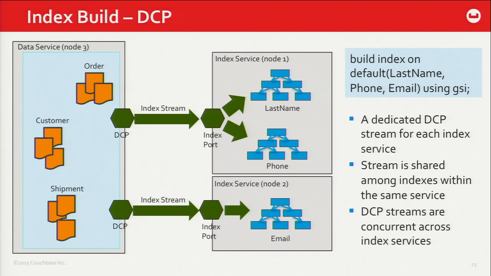But if you do have 2 different index services, each index service will have a concurrent DCP stream running together, just like this diagram. Node 1 will have one, and node 2 will have another DCP stream. So this allows both index services to build the index concurrently.